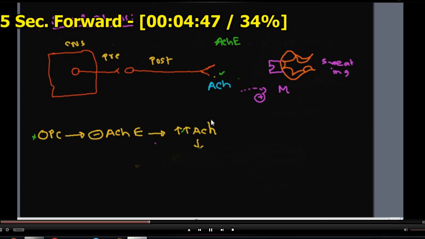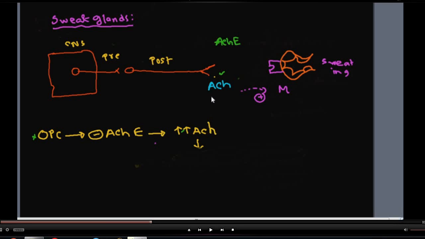Now we'll see the effect of OPC in the sweat gland. This is the central nervous system and preganglionic neuron, and this is the postganglionic neuron. Remember, this is a sympathetic pathway, this is not a parasympathetic pathway. And the postganglionic neuron releases acetylcholine, and acetylcholine stimulates muscarinic receptors on the sweat gland, and this leads to sweating.